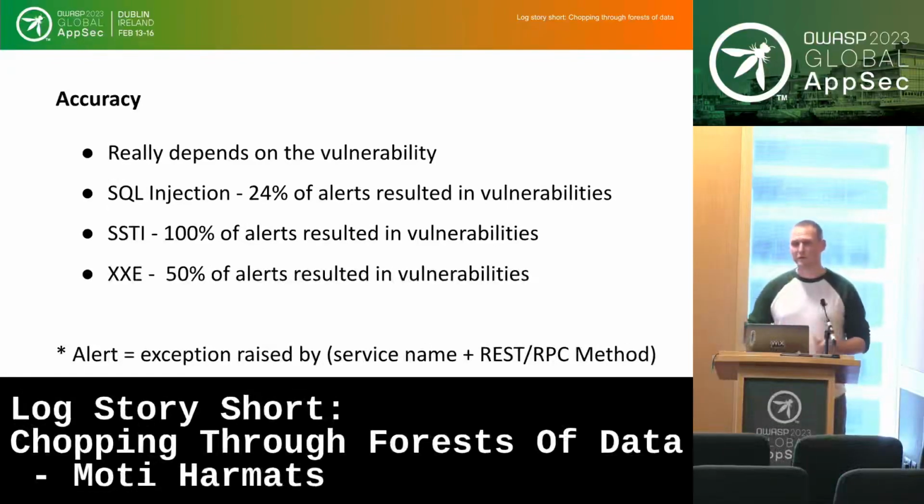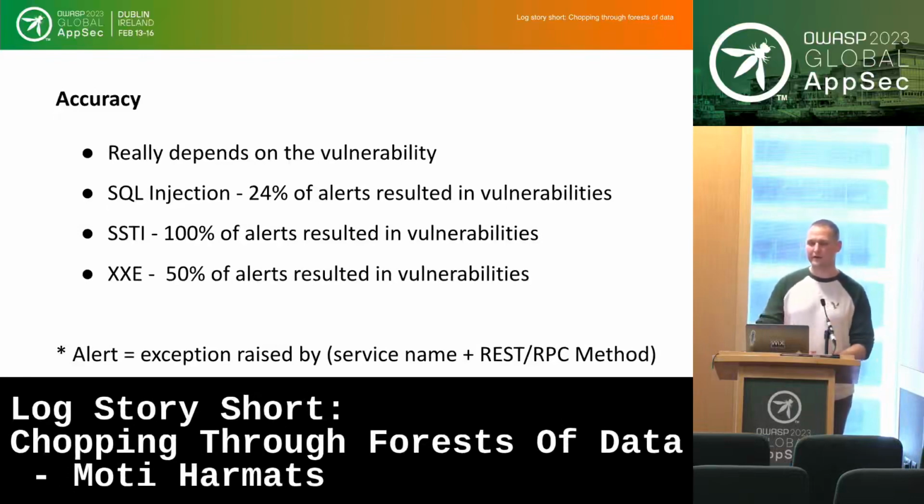SSTIs, we got 100% true positive rate. That means for every alert that we got for SSTI, it was a vulnerability. We opened a critical bug and it was fixed immediately. And for XXE, we got 50% of false positives, but it really depends on your application landscape. If you work a lot with XML, then you need to fine tune the rule, because this is just a parsing exception and not necessarily vulnerability, like a vulnerable parser.